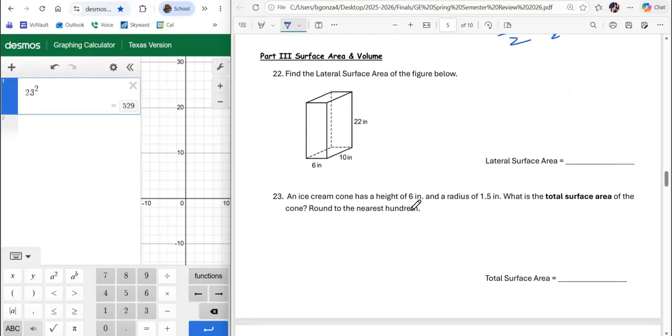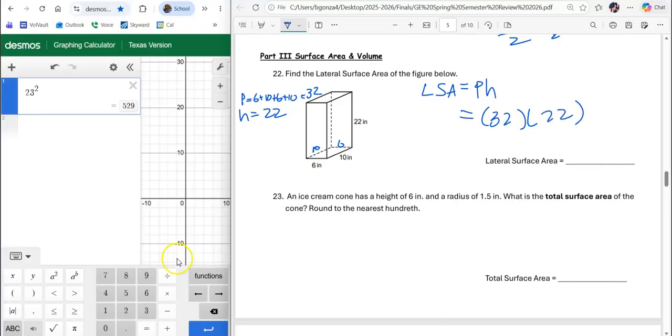All right, lateral surface area. The LSA of a prism is pH. So what's the P down here? So P, you add up 6 plus 10 plus 6 plus 10, and you get 32. The height is 22. So it's literally just going to be 32 times 22.